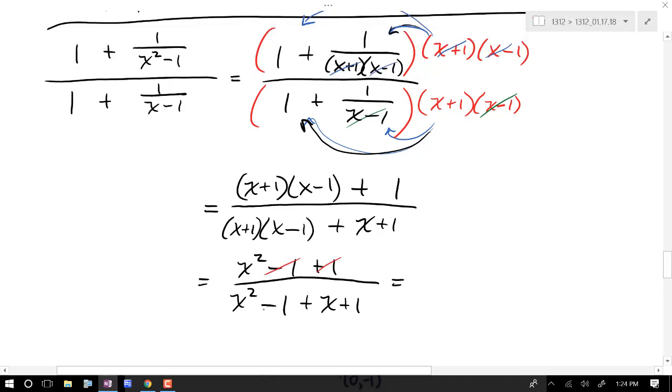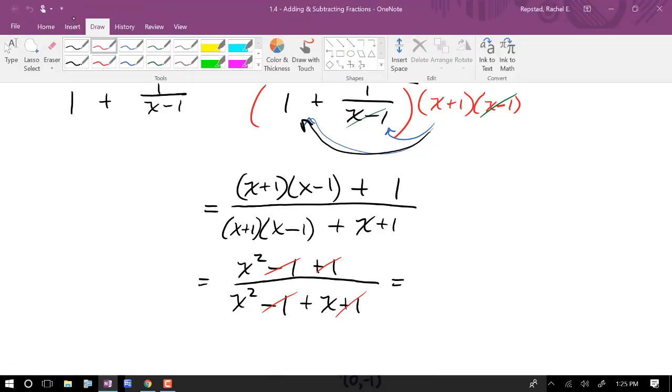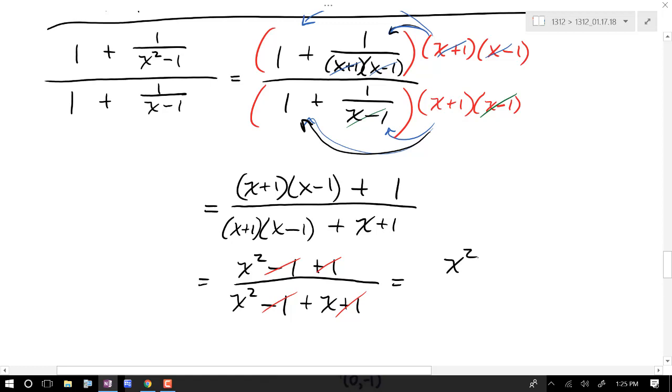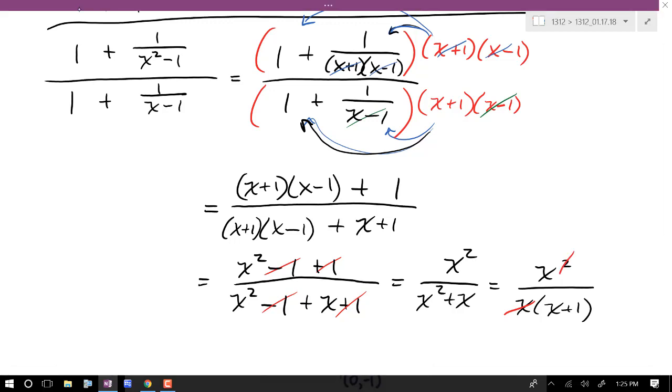The minus 1 plus 1s cancel because they're terms. And we have x squared over x squared plus x. We can factor out an x on the bottom. And when we do that, we can cancel a factor of x.